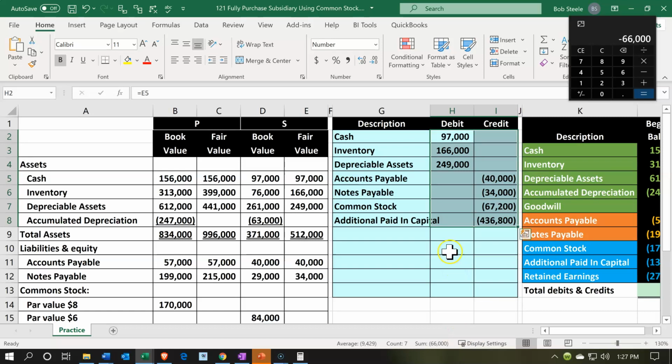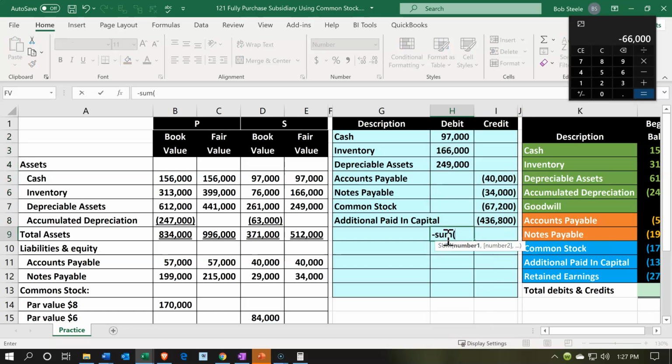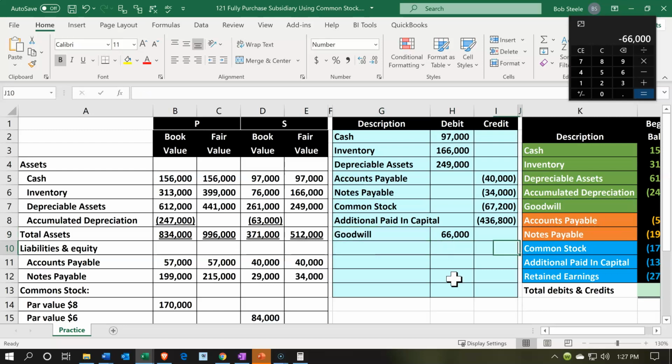And there we have it. So that's going to be a debit that we need. Let's do the negative sum or plug formula here. And there is that. What's that going to be going into? It's going to be goodwill. So that's going to be goodwill. So that's how I'd construct the transaction.